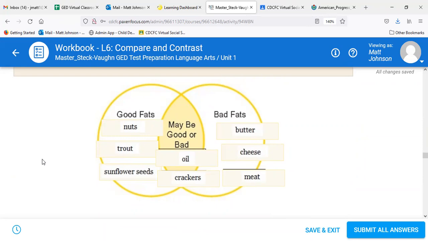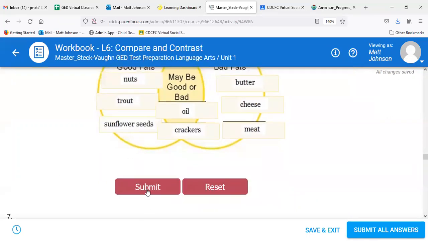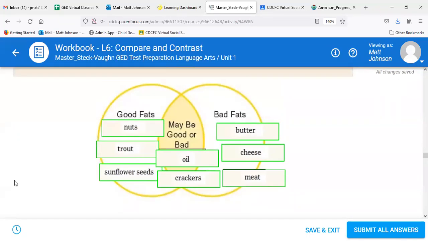And I'm sure we'll see them at some point in social studies. I would imagine we'll use them there some, and then we might encounter them here from time to time. But it's a perfect visual representation of comparing and contrasting, and that's what the Venn diagram does well. All right, so if we submit that, yep, we have all greens there.